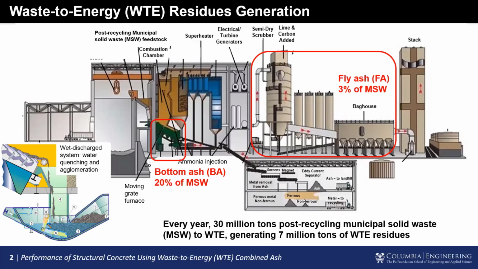The modern waste-to-energy plant is assembled with metal recycling facilities. So after the ferrous and non-ferrous metals recycling, the bottom ash and the fly ash are mixed into the combined ash and sent to the landfill. This is the current disposal method.